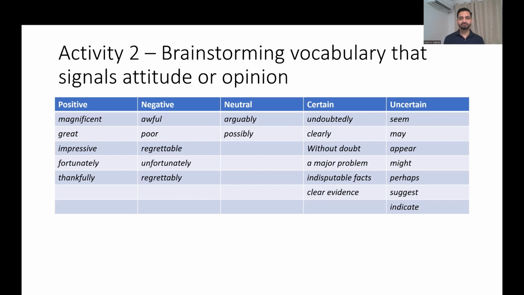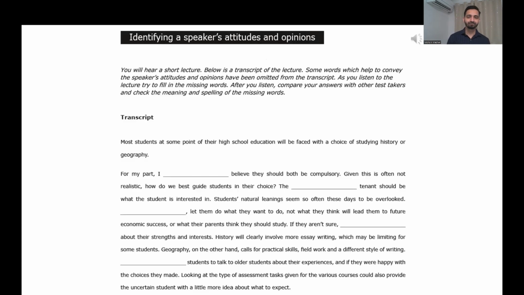Certain: if he's certain about something, use undoubtedly, clearly, without doubt, a major problem, indisputable facts, clear evidence. Uncertain: you can use seem, may, appear, might, perhaps, suggest, indicate. All of these adverbs or words help you to write if you hear that the speaker is uncertain about certain things.